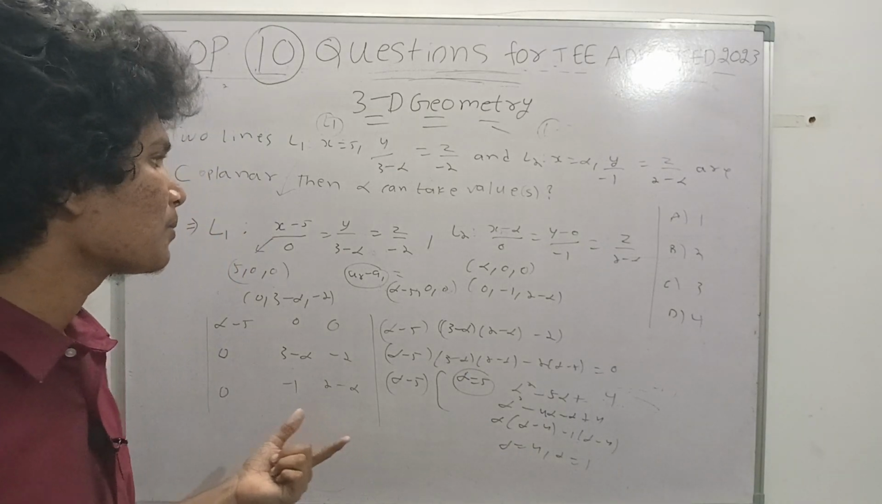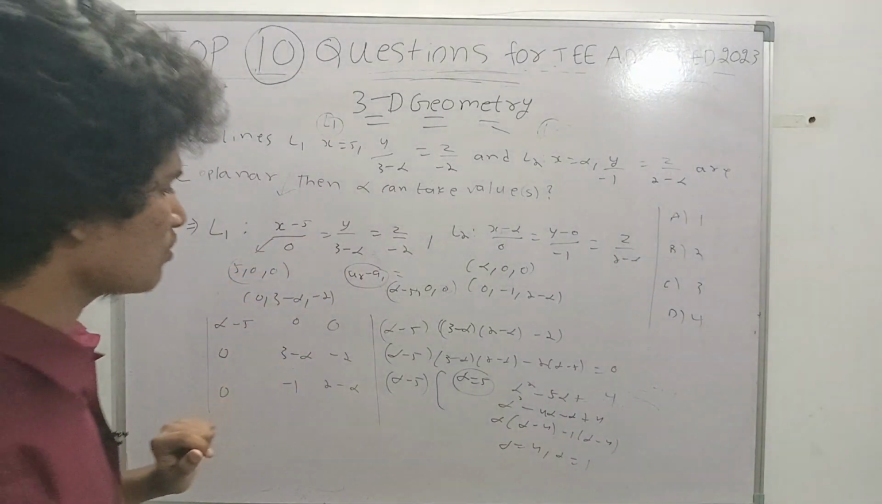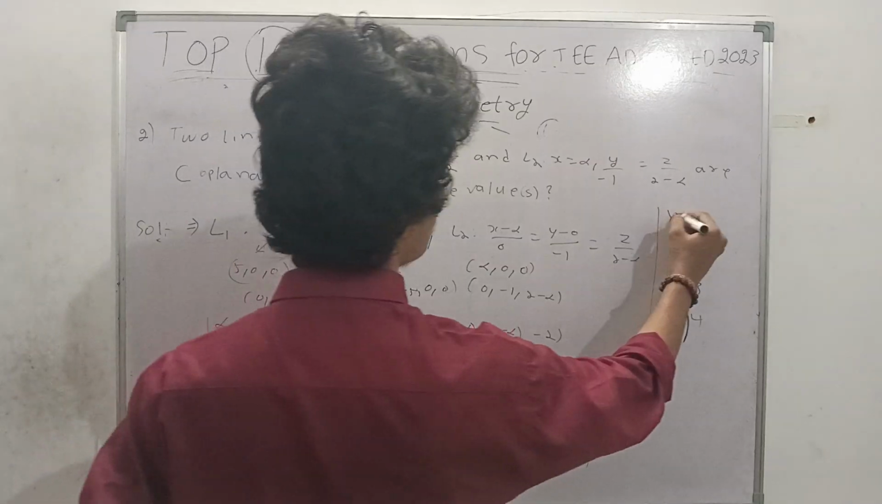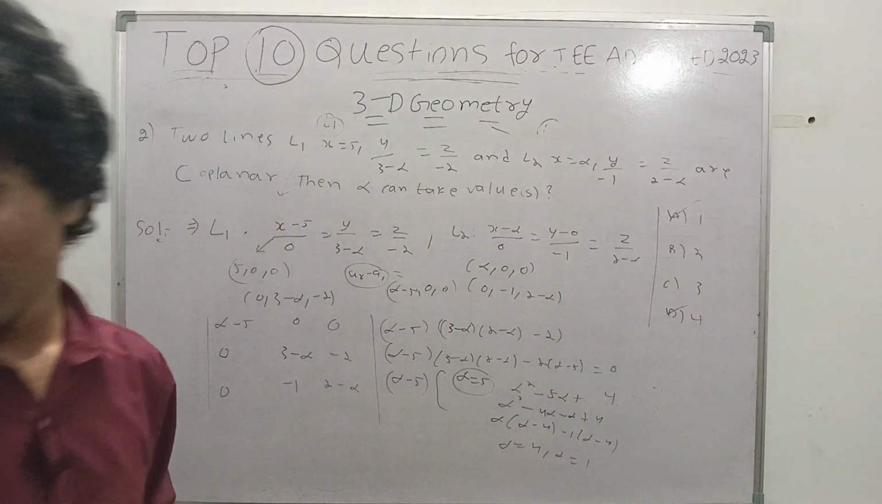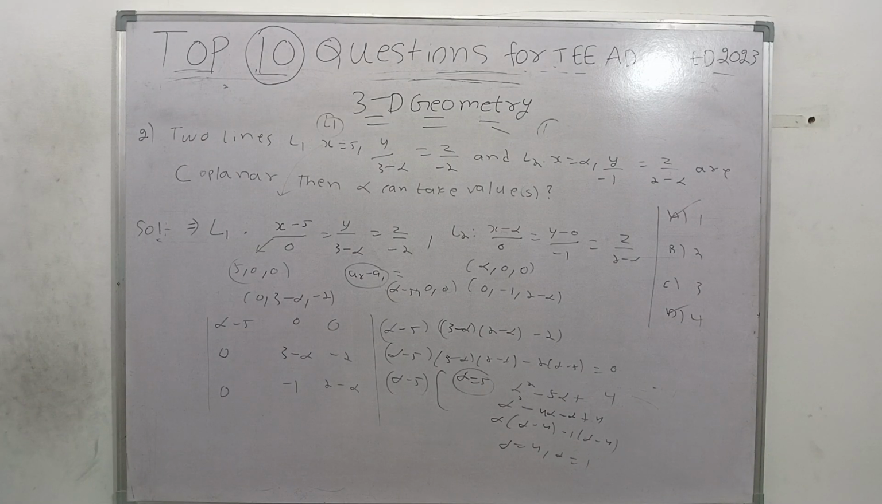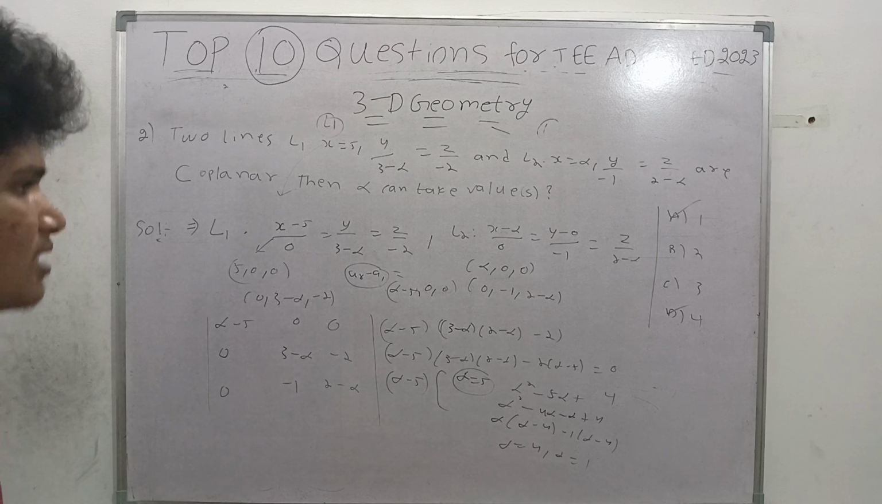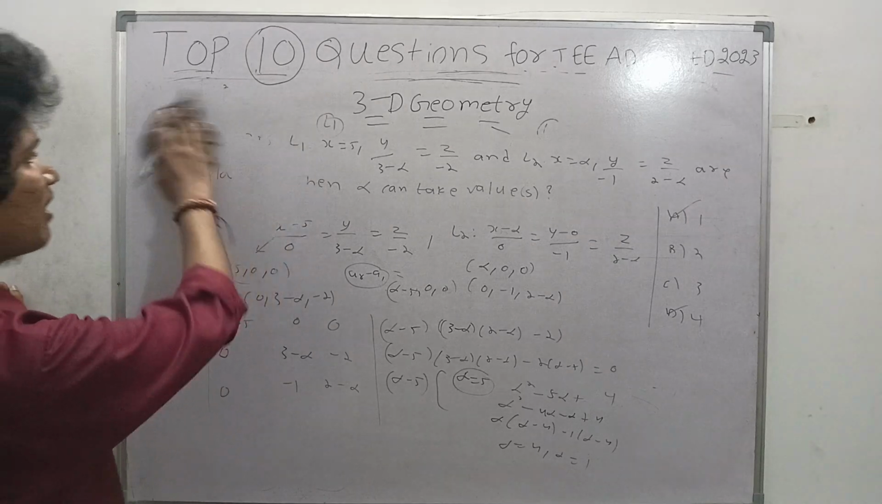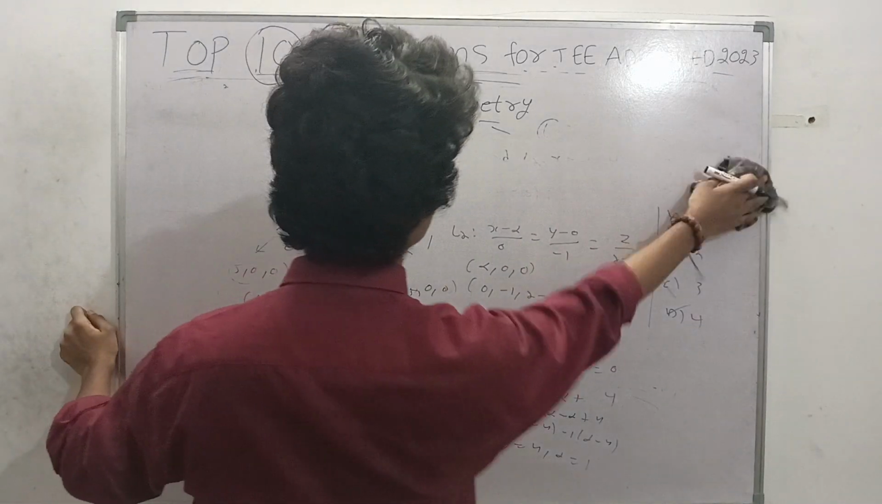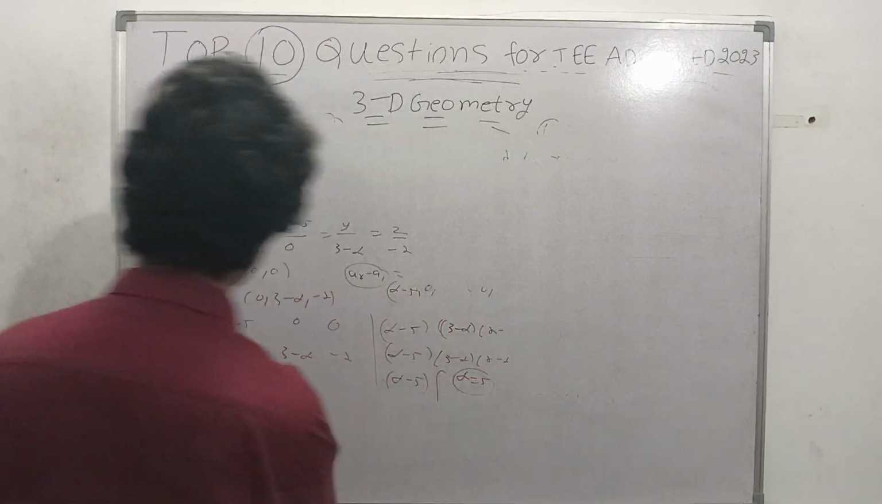What alpha cannot be? They asked, then alpha can take the values 1, 4. So option A, option D are correct. So like this you have to solve this question. Yes, the answer is correct. I am checking every answer because it is important to make sure that what I am delivering is correct and relevant to you. The second question is completed.